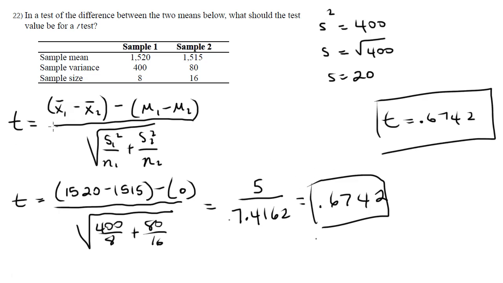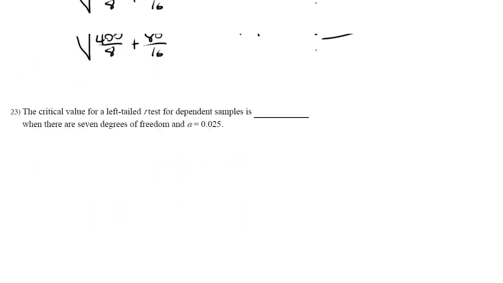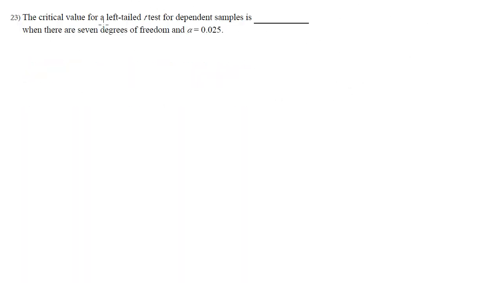23. The critical value for a left-tailed t-test for dependent samples, when there are 7 degrees of freedom and alpha equals 0.025. Now the dependent, independent doesn't affect when we go to the table here, right? So degrees of freedom are 7 and alpha is 0.025, left-tailed, right? Left-tailed, 7, 0.025.